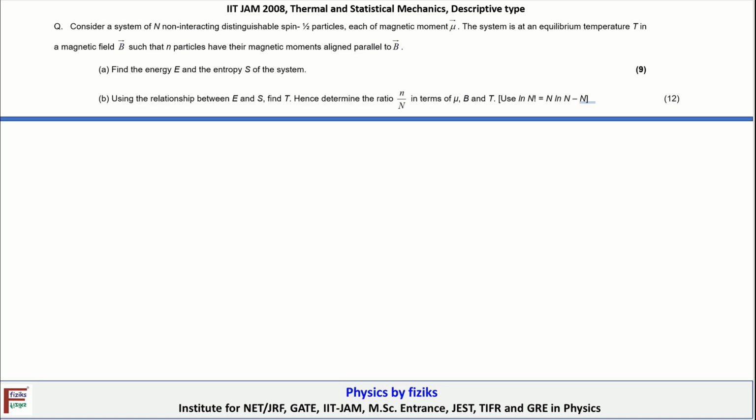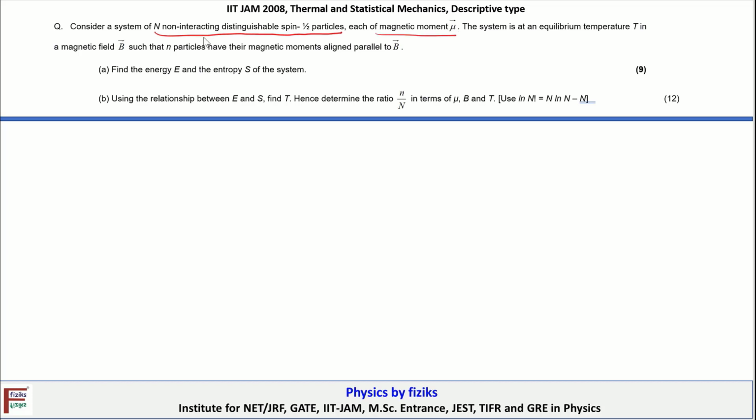So let's continue with the last question from IIT-JAM 2008. The statement is: consider a system of n non-interacting distinguishable spin-half particles. It is important to note that the particles given to us are non-interacting and distinguishable, each of magnetic moment mu.